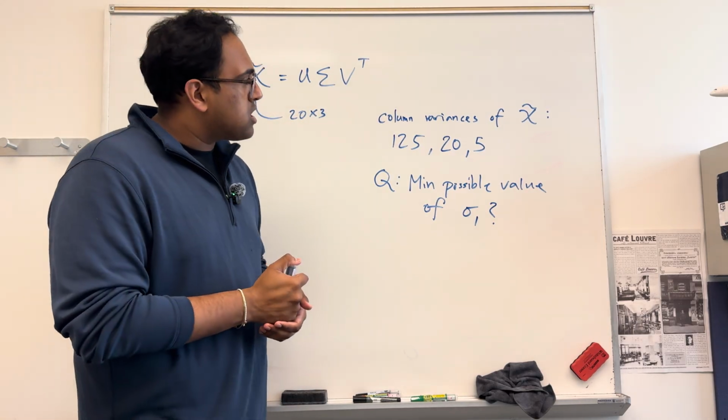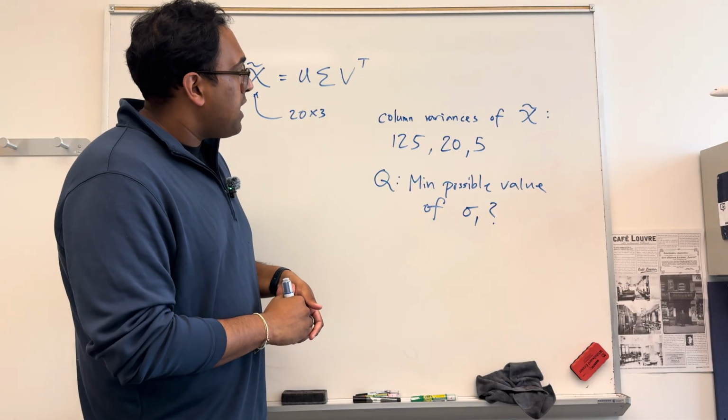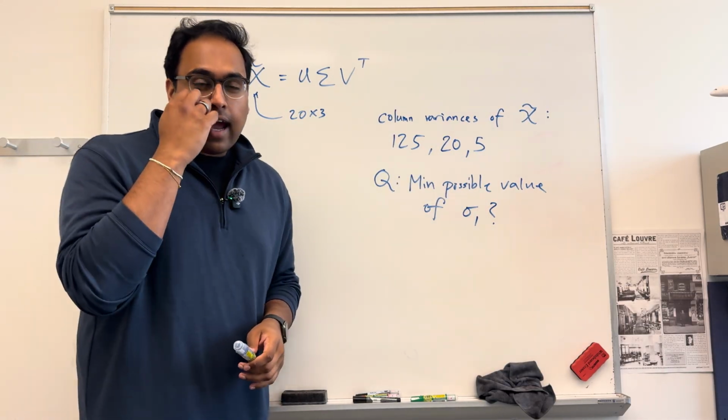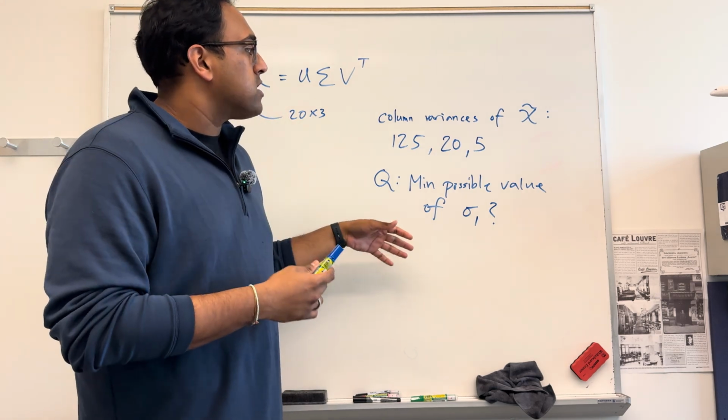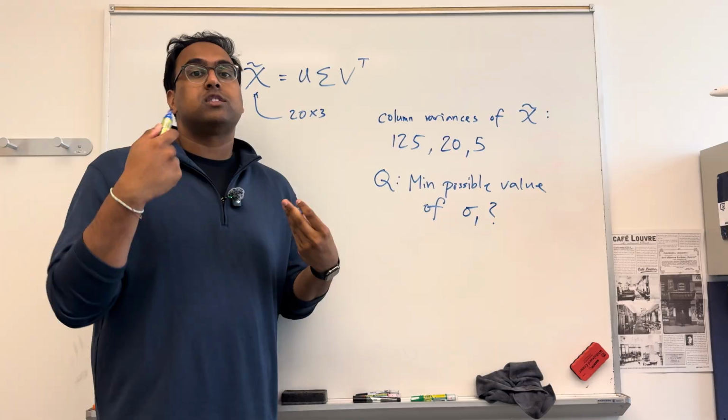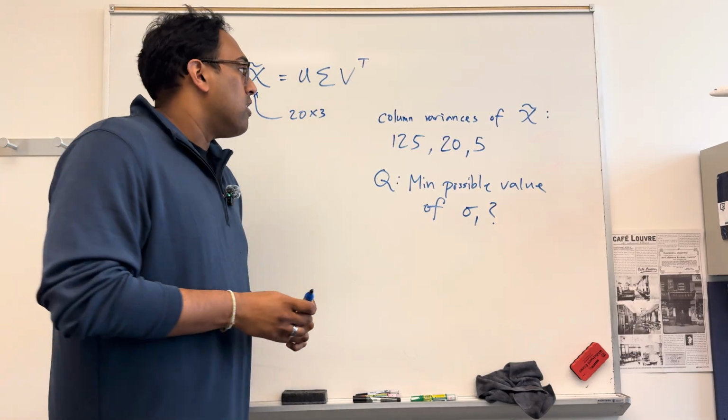Additionally, we are told that the 3 columns of X have variances of 125, 20, and 5, and we were asked to find the minimum possible value of sigma 1, which is the largest singular value of X.